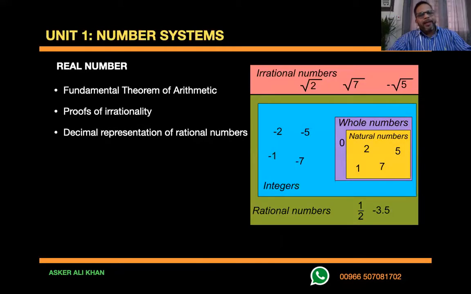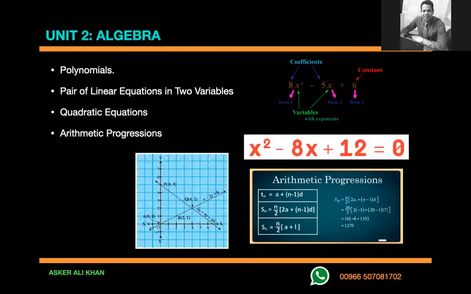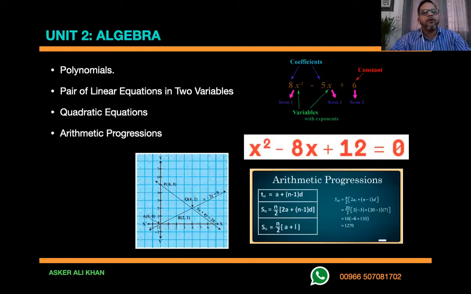So let's move on. In the real numbers, you will study the fundamental theorem of arithmetic. Of course, your parents will not be knowing fully all these things. They passed out of grade 10 years ago. So it is for you people. There will be proofs of irrationality, decimal representation of rational numbers. In algebra, you will be studying polynomials, pair of linear equations in two variables, quadratic equations, arithmetic progressions.